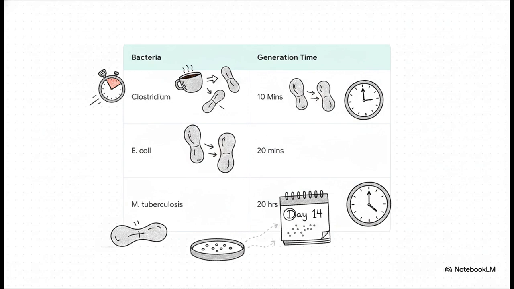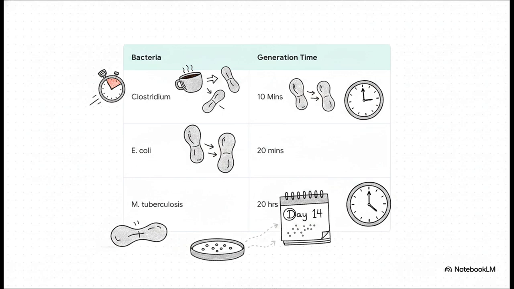Now, what's really wild about this is the sheer variation in how long this takes. We call this the generation time, which is literally just the time it takes for a bacterial population to completely double. And the scale here is absolutely astonishing. You have a bacteria like Clostridium with a generation time of just 10 minutes. That means a population can double in the time it takes you to brew and drink a cup of coffee.